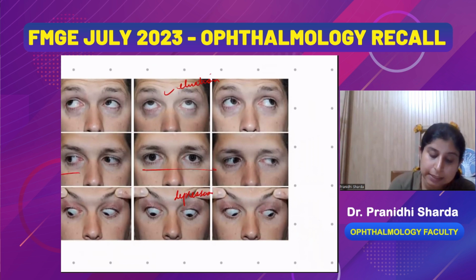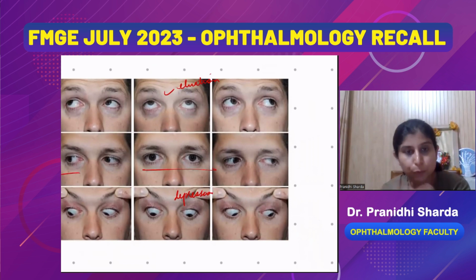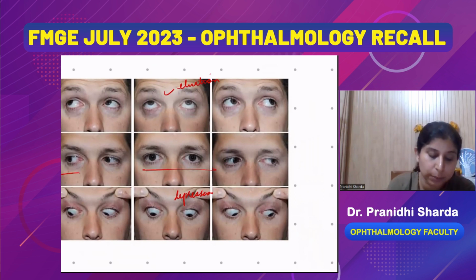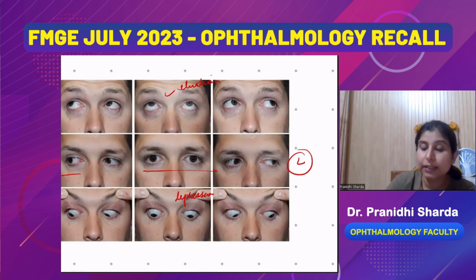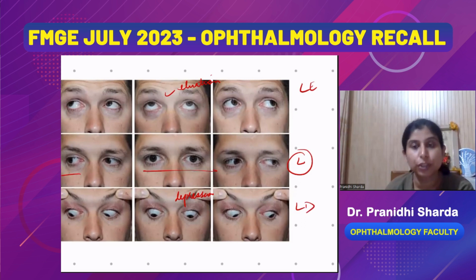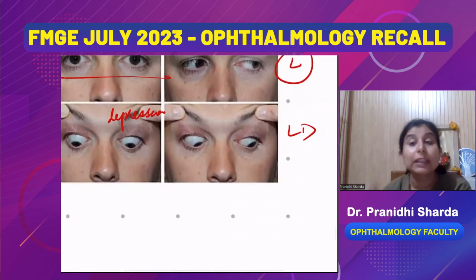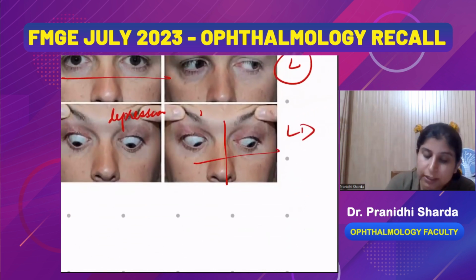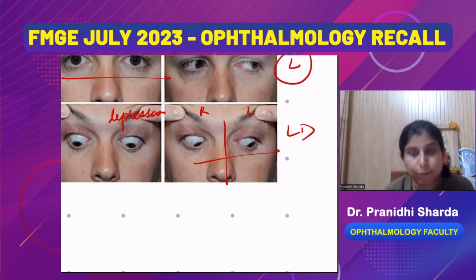Fine. If we are talking from the patient's point of view, this will be his right side. So this will be dextroversion. This will be levoversion, dextro elevation, dextro depression. This is levo elevation, and levo. So we were asked about the levo depression. This is his right eye. This is his left eye.